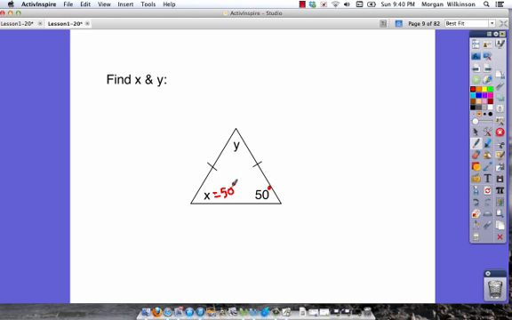So if x is 50, and this is 50, that's a total of 100 degrees. We're going to subtract that from 180 degrees to get a grand total of 80 degrees left over. So y must be equal to 80 degrees. That's our only choice for this problem, given these numbers.